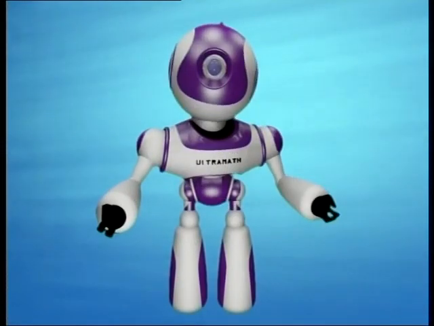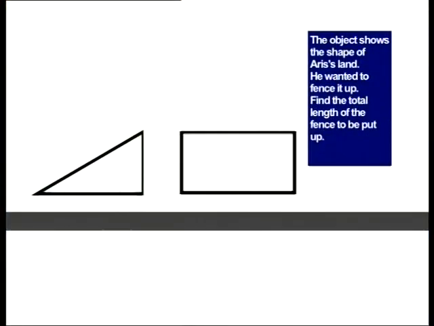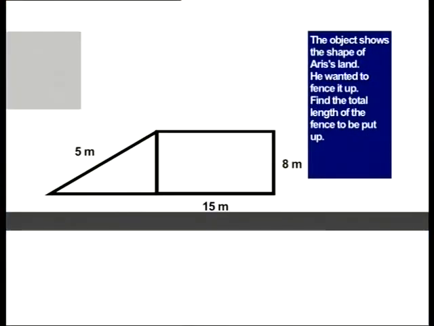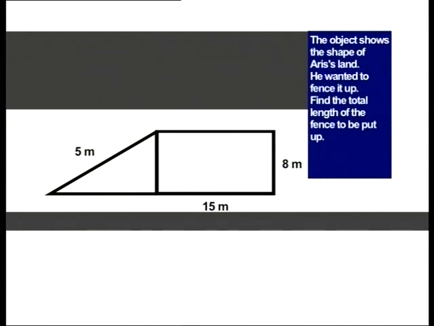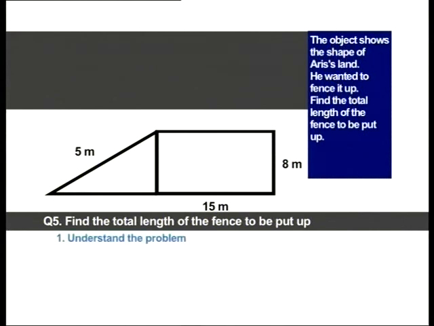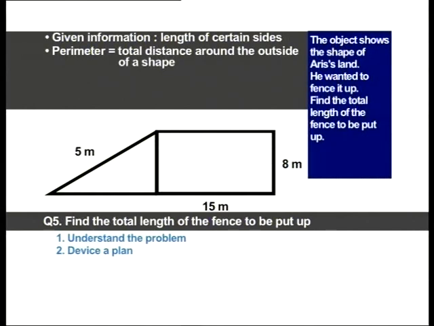Look at the screen. The object shows the shape of Harry's land. He wants to fence it up. Find the total length of the fence to be put up. 1. Understand the problem. There is some given information, which is the length of certain sides. You may need to find the total length. 2. Devise a plan to find the perimeter, which is the total distance around the outside of a shape.